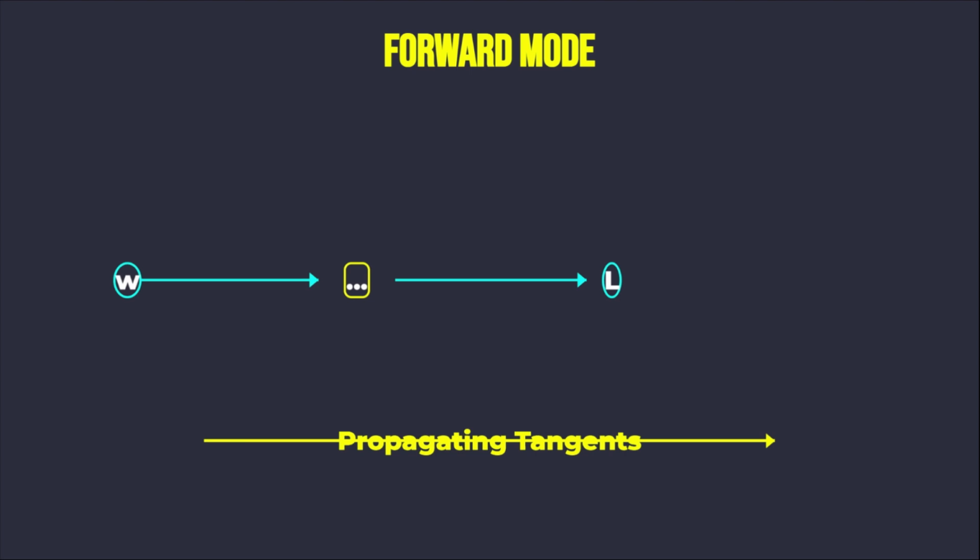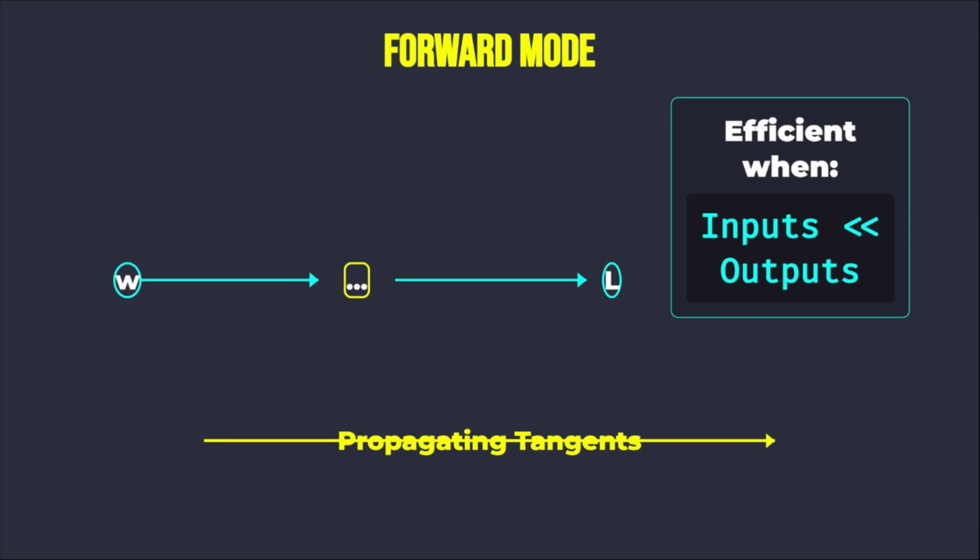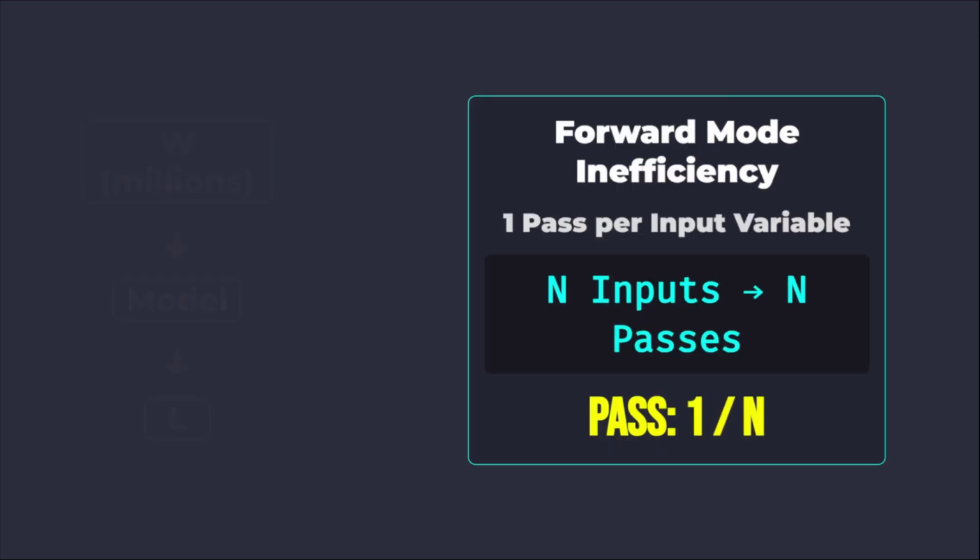For each node in the computational graph, the local derivative is calculated and multiplied by the incoming tangent using the chain rule. This process yields the derivative of the final output with respect to the initial input variable. Forward mode is computationally efficient when the number of input variables is small relative to the number of output variables, such as calculating the Jacobian vector product for sensitivity analysis.